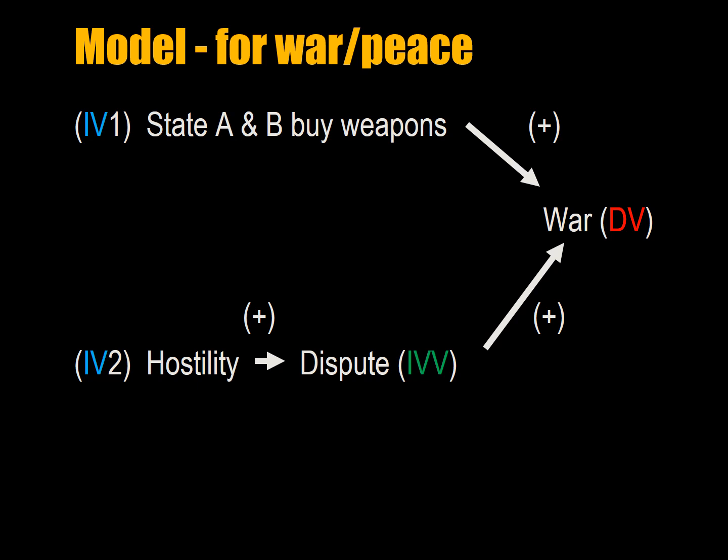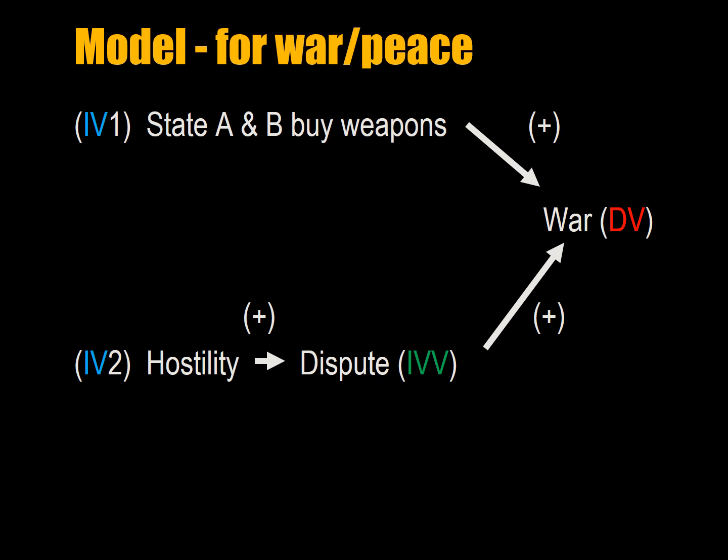Now, in this particular model, we can see there's IV1, which is state A and B buy weapons. This is a model for an arms race. And you can see the plus that links IV1 to the DV. So the more aggressive the purchases of weapons, the more likelihood that war is going to happen. We can see IV2, the level of hostility, has a positive relationship on the incidence of a dispute, which is in this case an IVV, an intervening variable. And the more disputes there are, the more likelihood there's going to be a war.